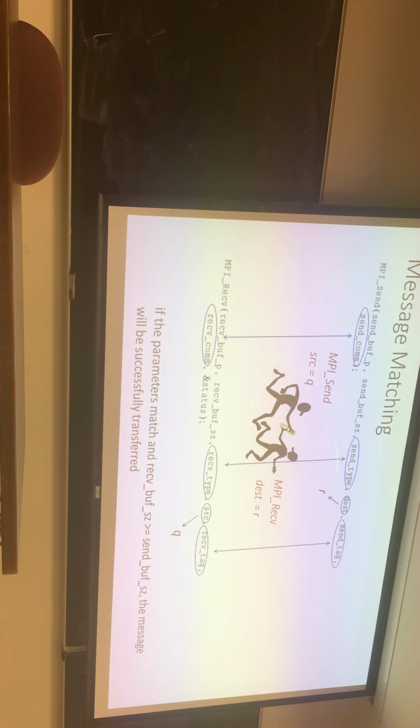So if the MPI send and MPI receive match all these criteria, then this message will be successfully passed from the sender to the receiver. Otherwise, this message passing will fail, and your program will crash.